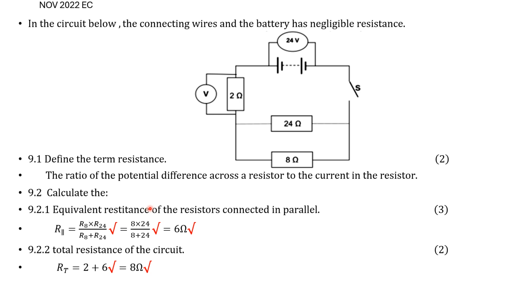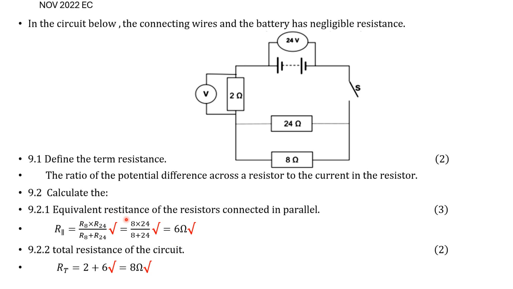So in short, you should know 1 over R parallel equals 1 over 24 plus 1 over 8. But instead of using that, we've combined it into one equation. So I can say resistor 8 times resistor 24 divided by resistor 8 plus resistor 24. So basically when we add two fractions, we cross multiply and we add the denominators. So there, R8 times R24, 8 times 24, and the bottom 8 plus 24. Alright, if we simplify, that becomes 6 ohm.